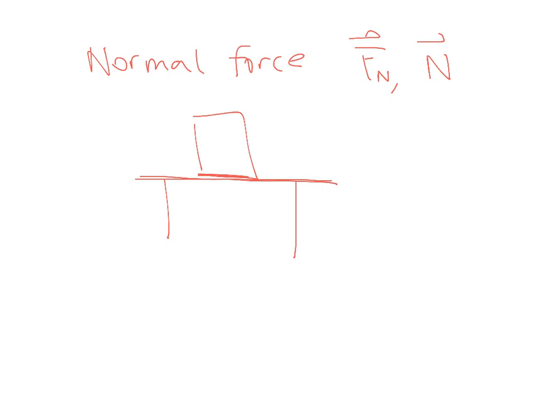Now the name normal actually means perpendicular, and so the normal force is always directed perpendicular to the surface. So the table pushes up on the box, and that's what keeps the box from falling through the table, and the box pushes down on the table. The table feels a force from the block, and those are both in the direction perpendicular to the surfaces.